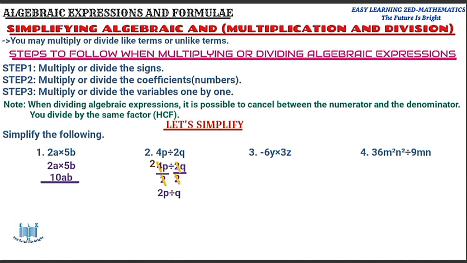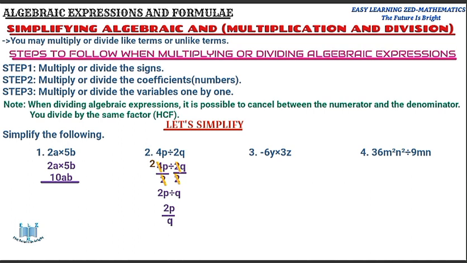Now you can see that these cannot further be divided. We have got p there and q cannot further be divided. So we can just write it as a fraction like this, 2p over q. So now we have simplified this expression to 2p over q, which is the same as 2p divided by q. All right, now we can go to question 3.